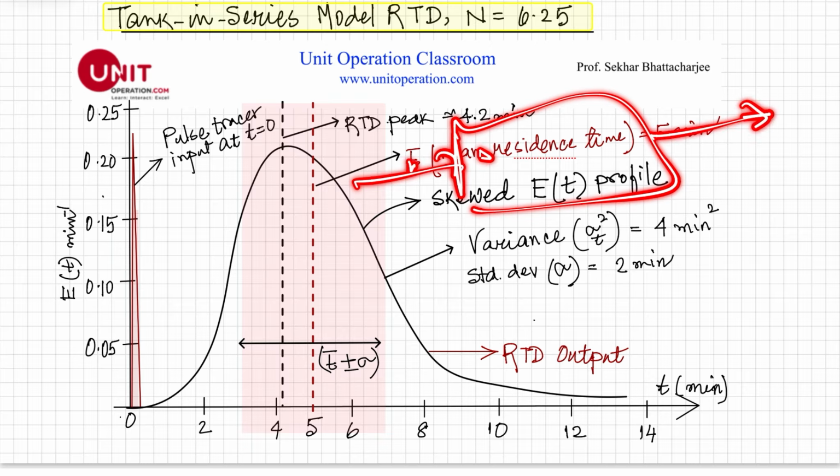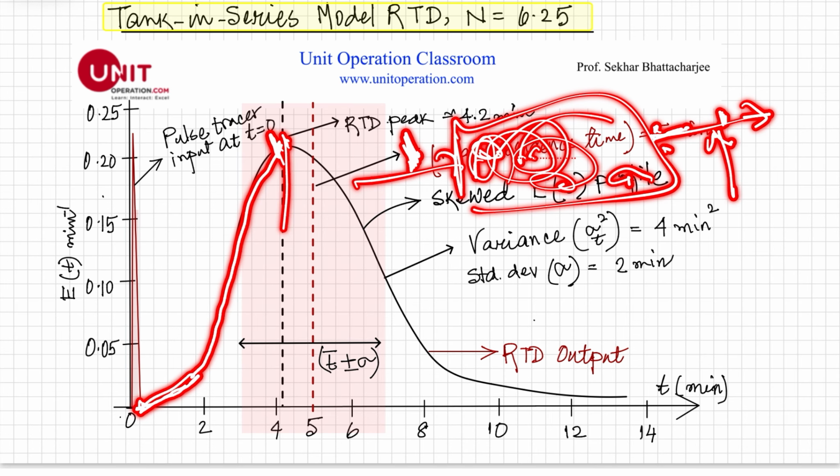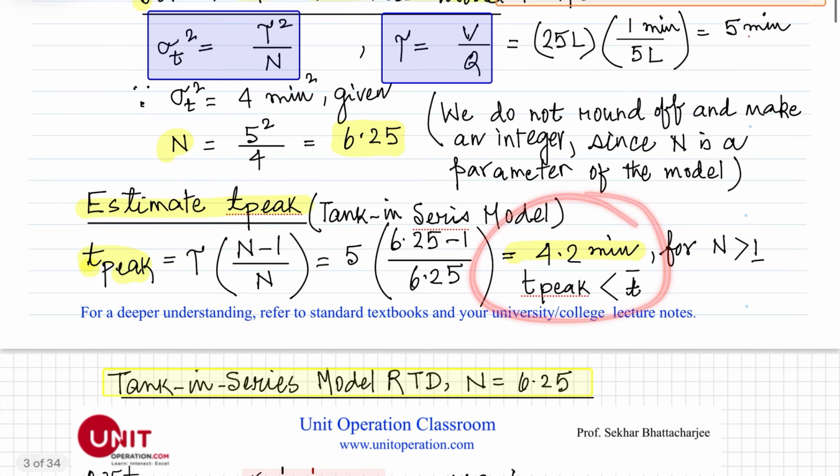Some fluid comes in and gets mixed. Some fluid comes out immediately, and some stays a very long time. So some comes out immediately, and then more starts coming out, and it reaches a peak concentration of the tracer we have injected. We measure the concentration here. The peak concentration happens around 4.2 minutes, which we have calculated right here.